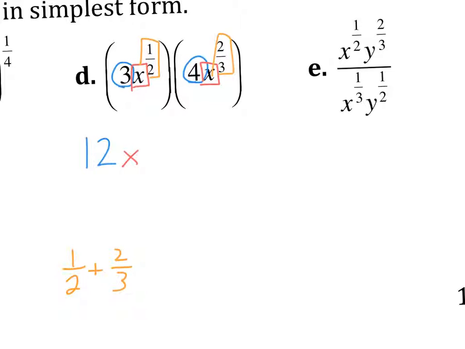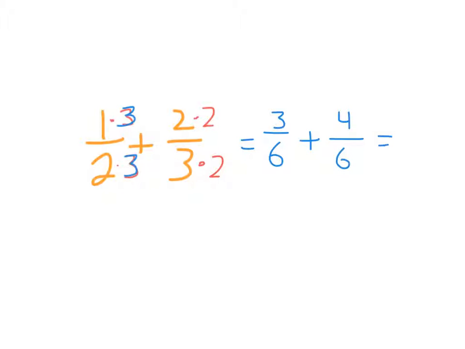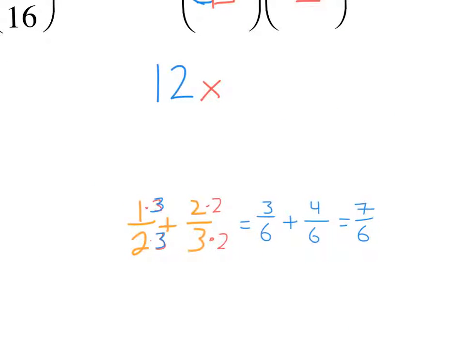Just as a side note, the downside of this is it's not in the right form. I need to have common denominators. So to get common denominators, I have to multiply this one by 3 to get a 6 down below, and this one by 2 to get a 6 down below. Remember, whatever I do to the numerator, I have to do to the denominator. All right, so finishing up here, I get 3 over 6 plus 4 over 6. So that gives me 7 over 6. So it's that 7/6 that's going to go up there.